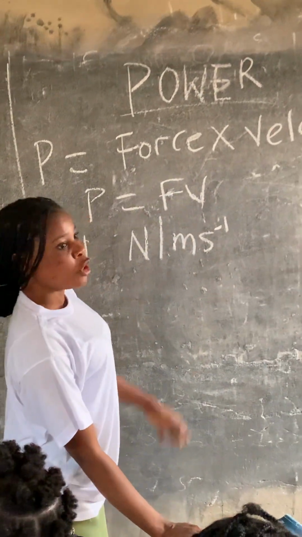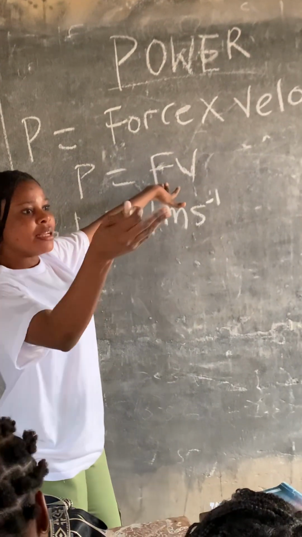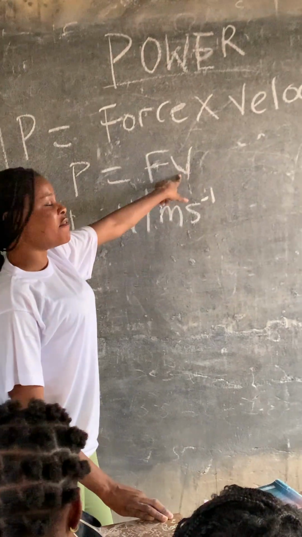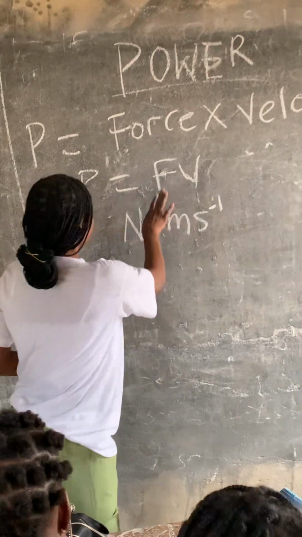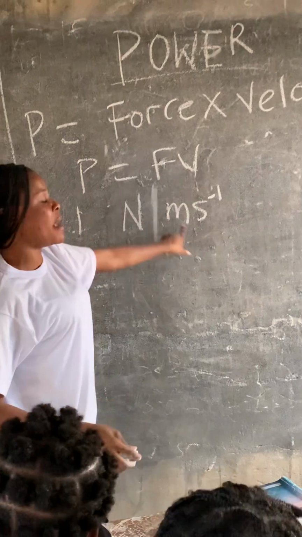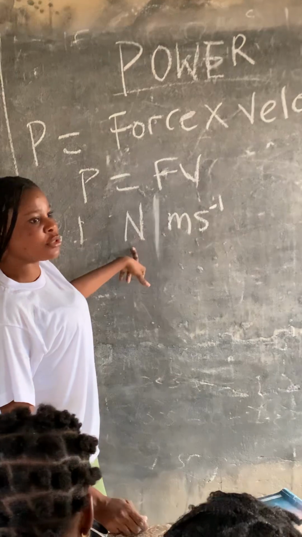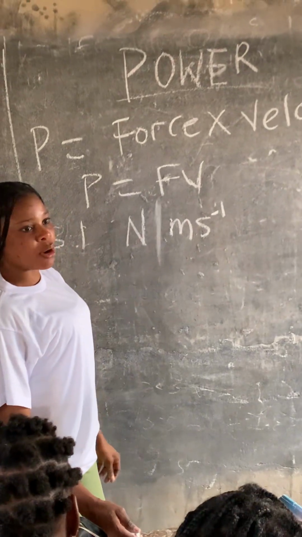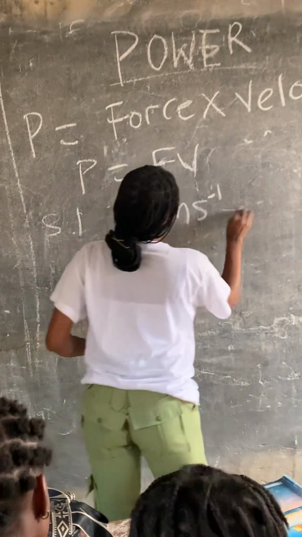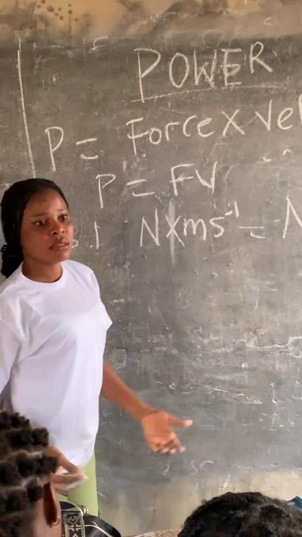Okay, I take it again. SI unit for force is what? Newtons. SI unit for velocity is what? Meter per second. So now it will be Newtons times meter per second. The SI unit for force is Newton, velocity is meter per second, which is equal to Newton meter per second.